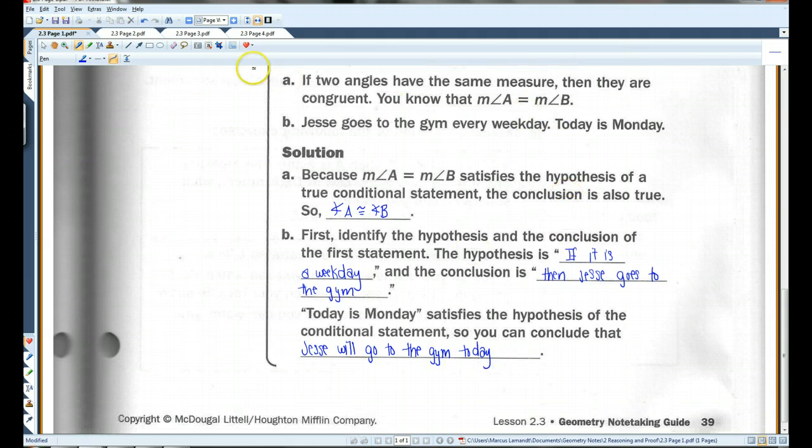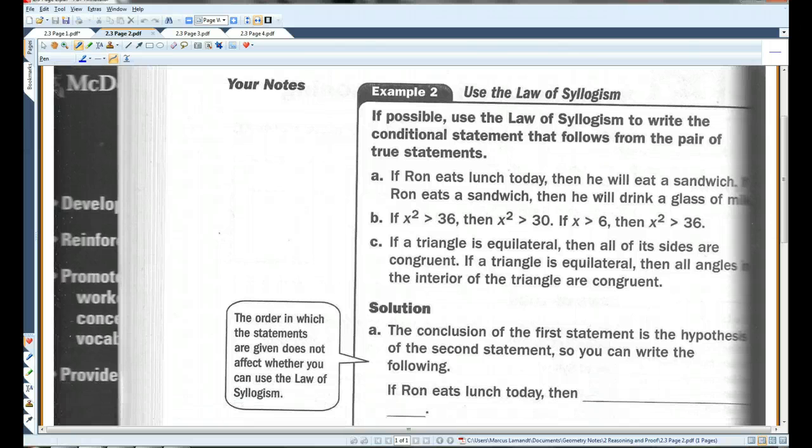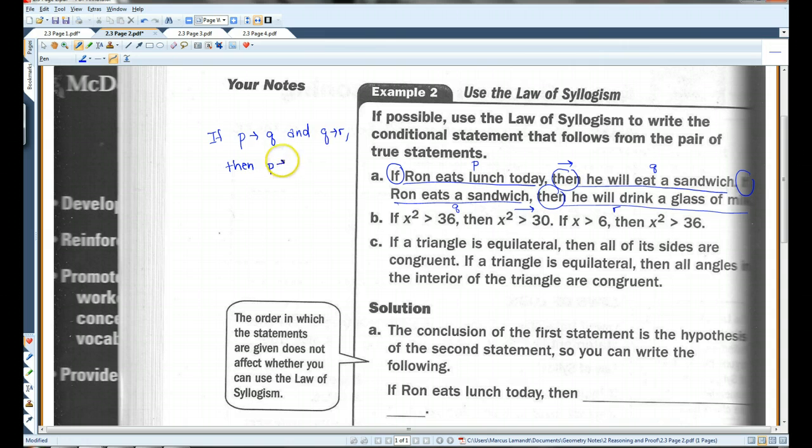Okay? Alright, let's go on to page 2. If possible, use the law of syllogism to write the conditional statement that follows from the pair of true statements. Alright, so A: if Ron eats lunch today, then he will eat a sandwich. If Ron eats a sandwich, then he will drink a glass of milk. So, here's my P. Here's my Q. So I have P implies Q. Here's Q again, and here's R. And we have Q implies R. So, once again, the law of syllogism says if P implies Q and Q implies R, then P implies R.